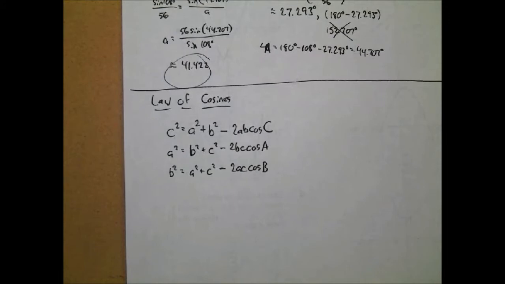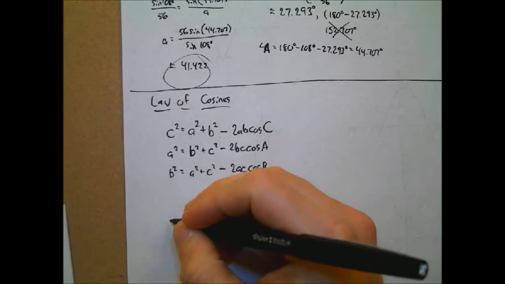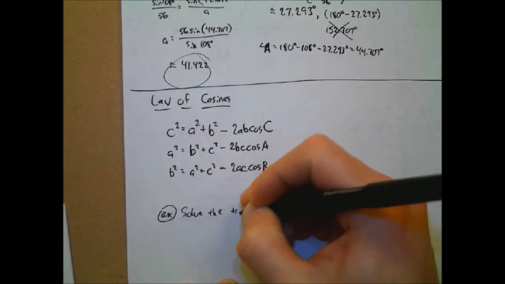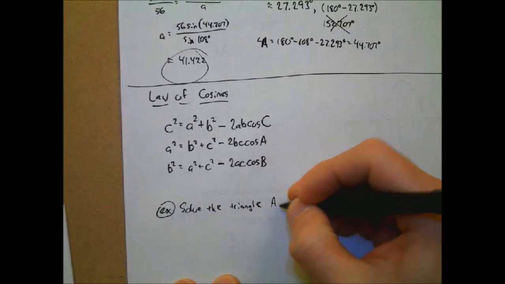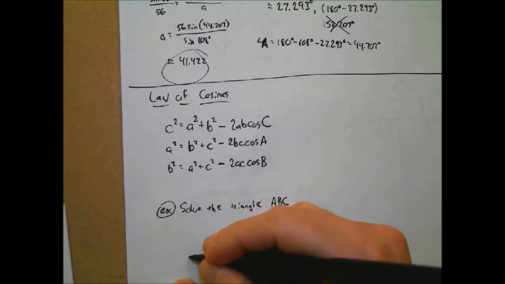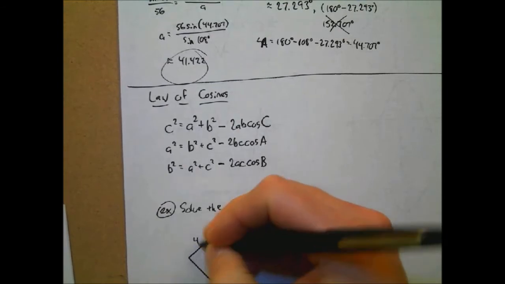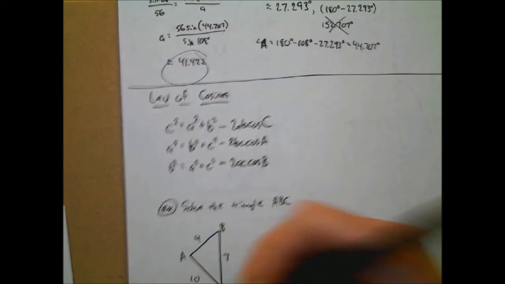Okay? So, why do we need law of cosines? Why don't we just use law of sines for everything? Well, what if we have a triangle like this?